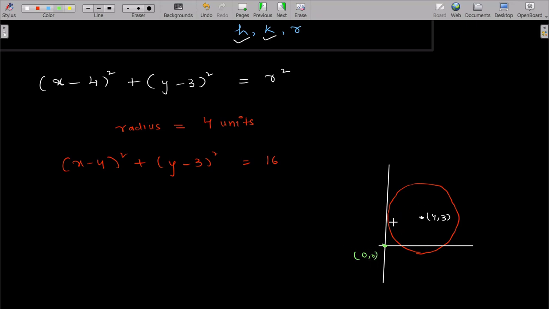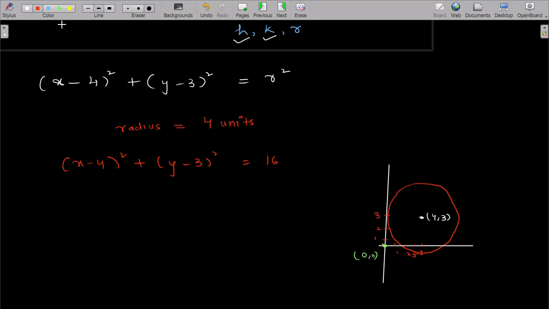Now I'm going to also plot the points for you. So this is 1, this is 2, and this is 3. And let's say this is 1, this is 2, this is 3, and this is 4. The x coordinate is 4 units and the y coordinate is 3 units.